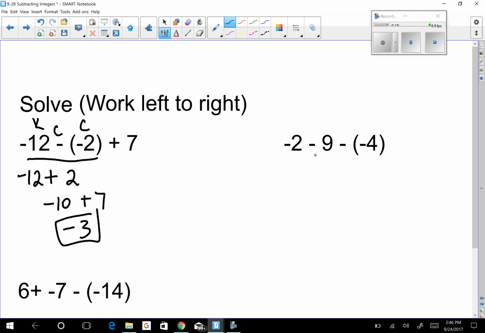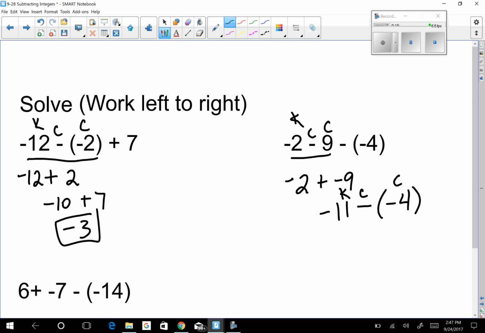Negative 2 minus 9. Start with that one. You do keep, change, change. It's negative 2 minus positive 9. So it's negative 2 plus negative 9. They have the same sign, so you add them. And they're both negatives. It's going to be negative 11. And then you're taking away negative 4. That's the rest of the problem, bringing this part down. Again, this is subtraction, so we have to do another keep, change, change. So it's negative 11 plus positive 4. They have different signs, so we will subtract, which is 7. Keep the sign of the larger, which is negative.